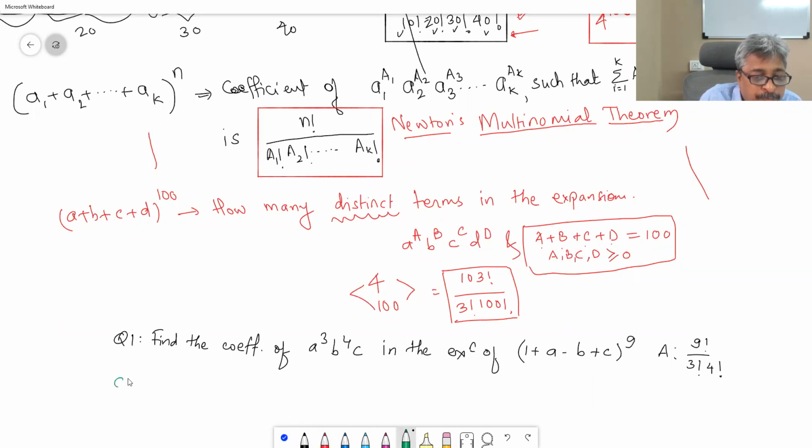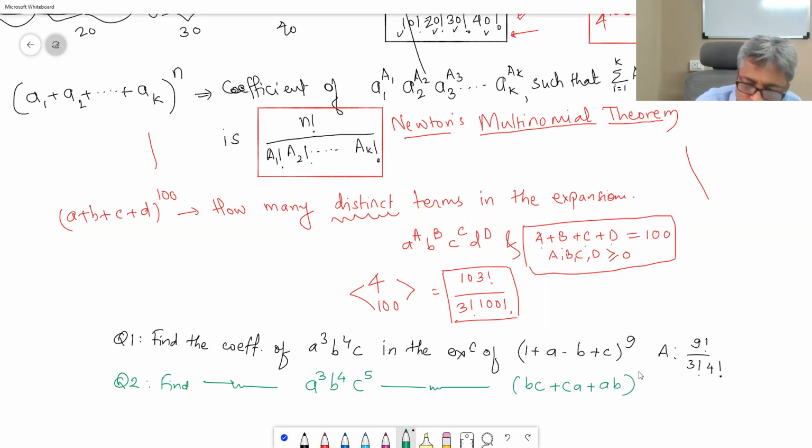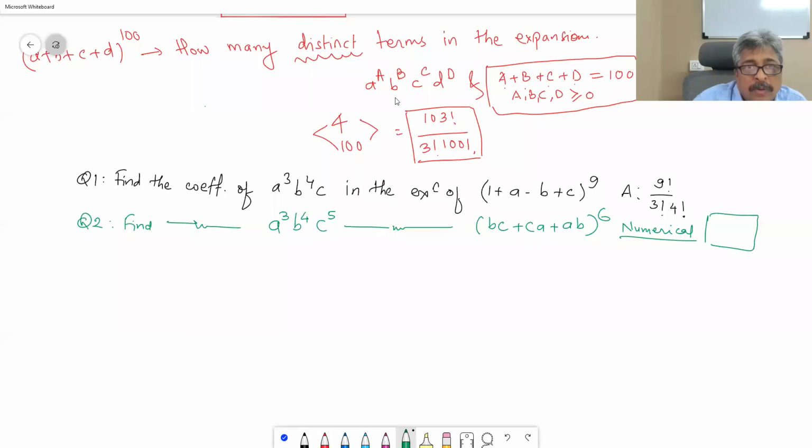Question 2. Find the coefficient of a cube, b fourth, c fifth in the expansion of bc plus ca plus ab raised to 6. Numerical. Okay, answer for this is 60.